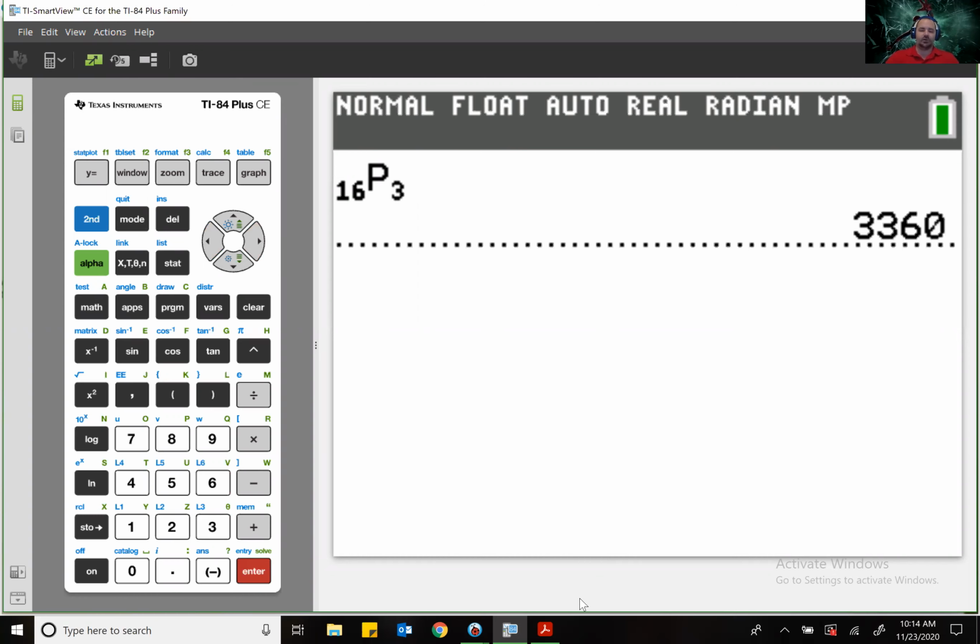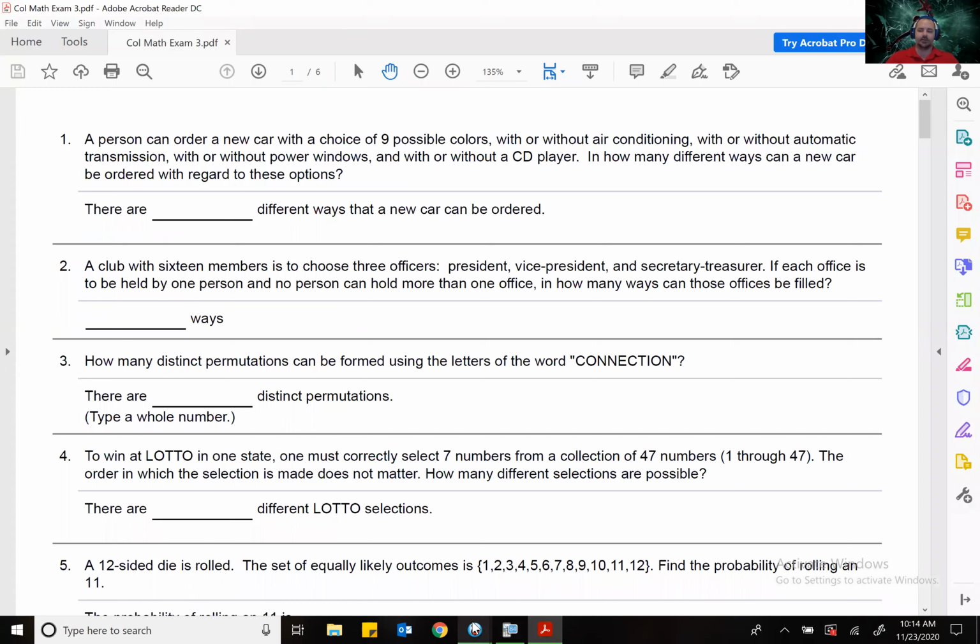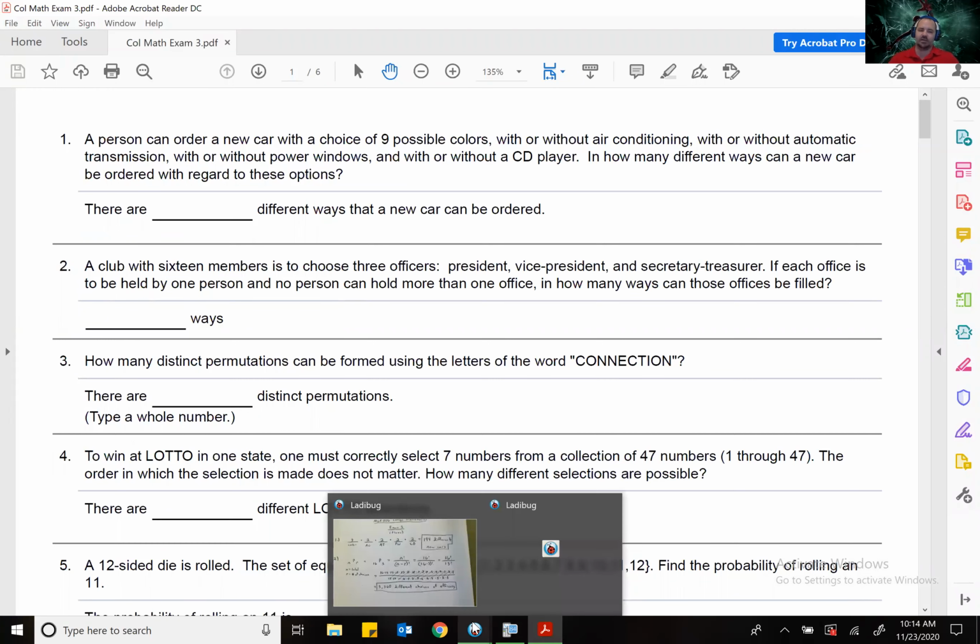So I'm not going to show you the long way anymore. Okay. I'm always going to go to that calculator. But that's really what's going on. That's what factorials mean.